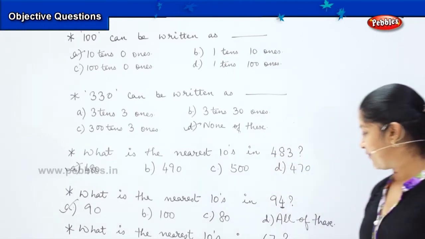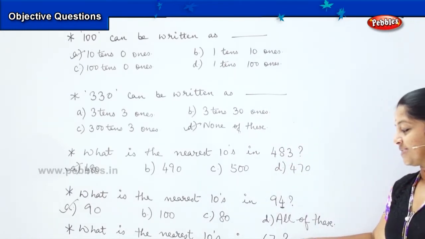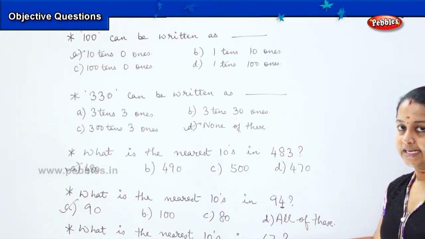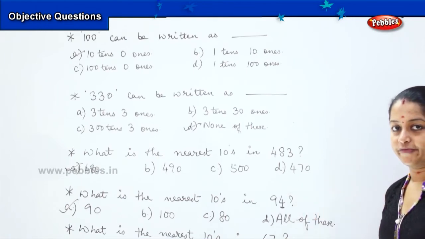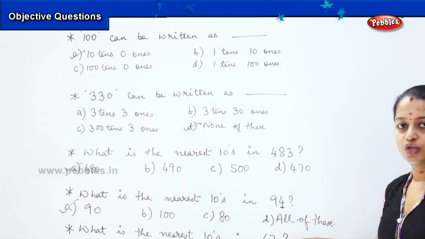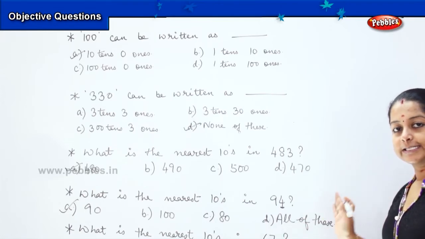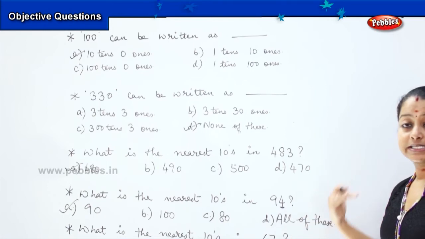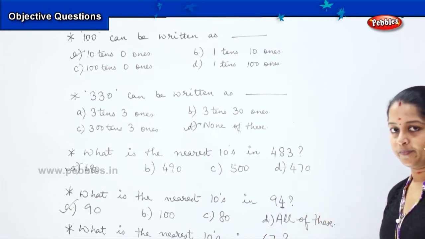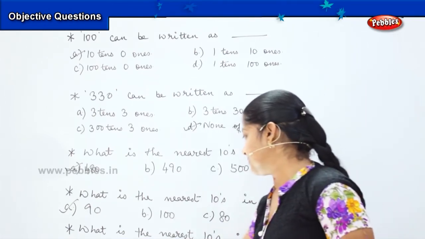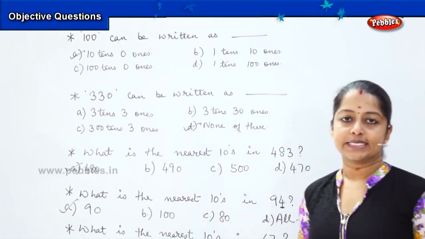So what number you have to see? You have to see the number 7. Okay. And is it above 5 or below 5? Yes, 7. It is above 5. So you will be rounding it off to the succeeding tens. So what is the next succeeding tens after 67? Good, you got it correct. It is option B, which is 70.